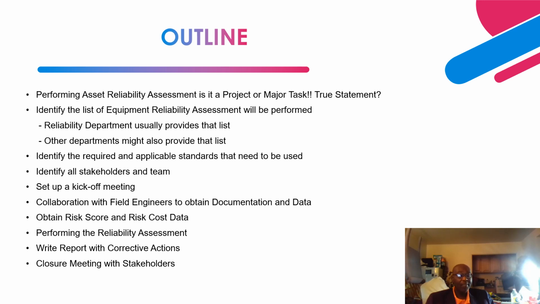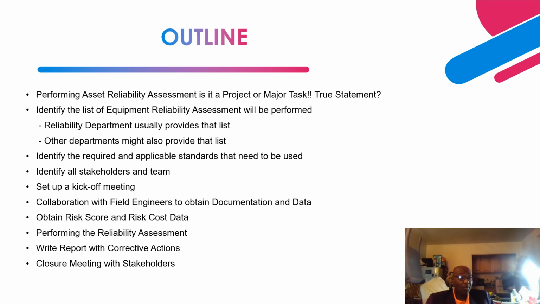Next is identification of the list of equipment that reliability assessment will be performed on. This is usually provided by the reliability department, and also other departments that you have. If you have an asset management department, they can also provide that list. Next is identification of the required and applicable standards that you need to use. For performing reliability assessment, there are engineering standards, industry standards, benchmark standards, and also internally you should have procedures and guidelines that you need to use.